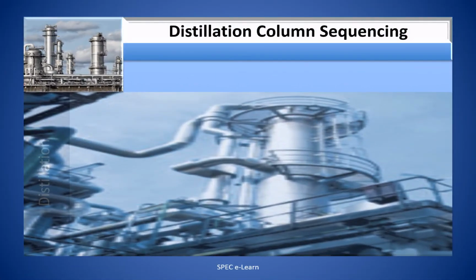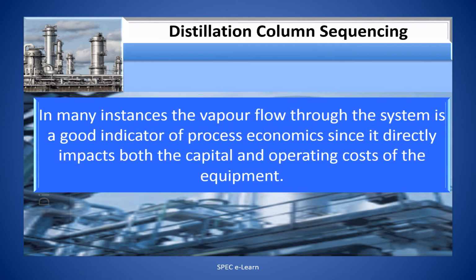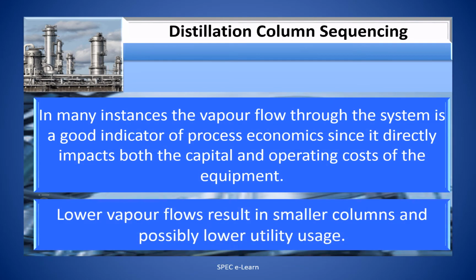In many instances, the vapor flow through the system is a good indicator of process economics since it directly impacts both the capital and operating costs of the equipment. Lower vapor flows result in smaller columns and possibly lower utility usage.